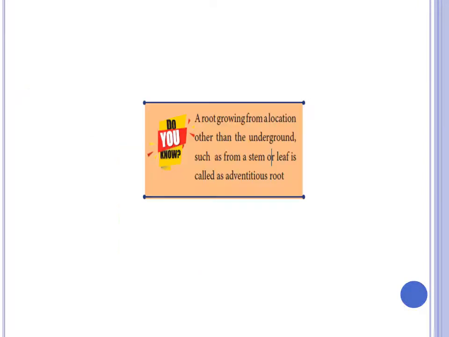Do you know a root growing from a location other than the underground, such as from a stem or leaf, is called an adventitious root.